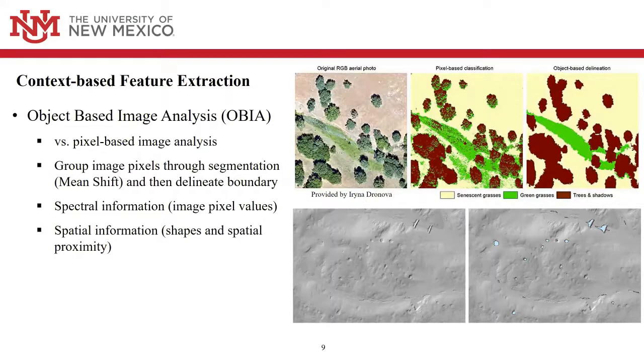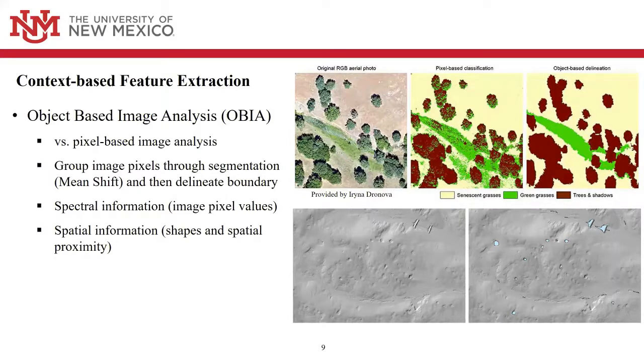So it's considered not only spectral information, which is basically the image pixel values, but also spatial information, like the shape and the spatial proximity. For example, if we found a pixel that has a value of tree type, more likely all the pixels around it will be kind of like tree pixels. So that's the basic logic behind this technology.